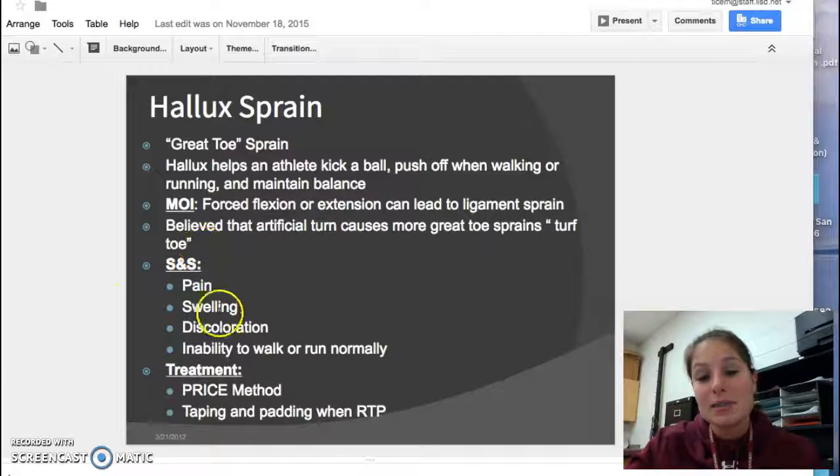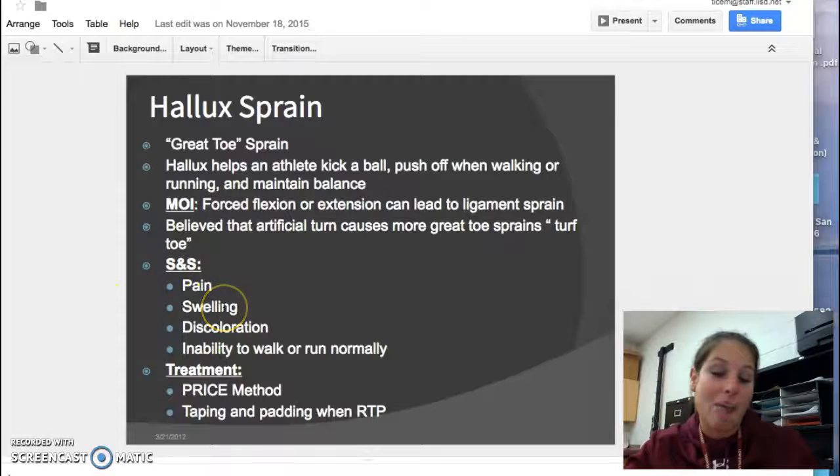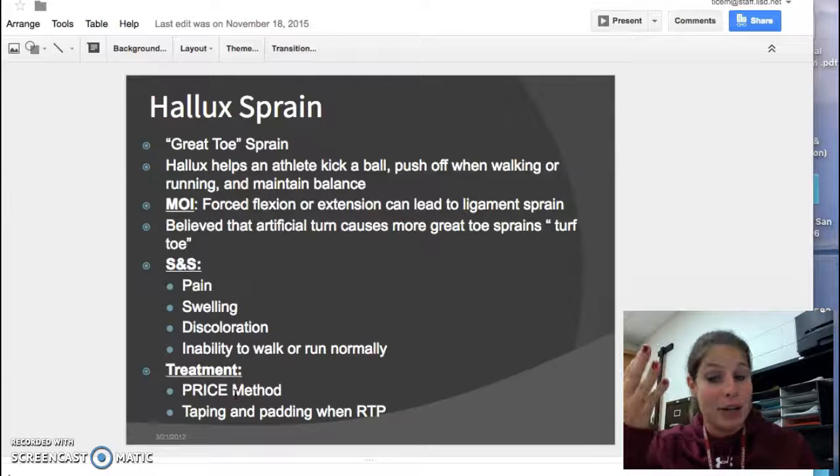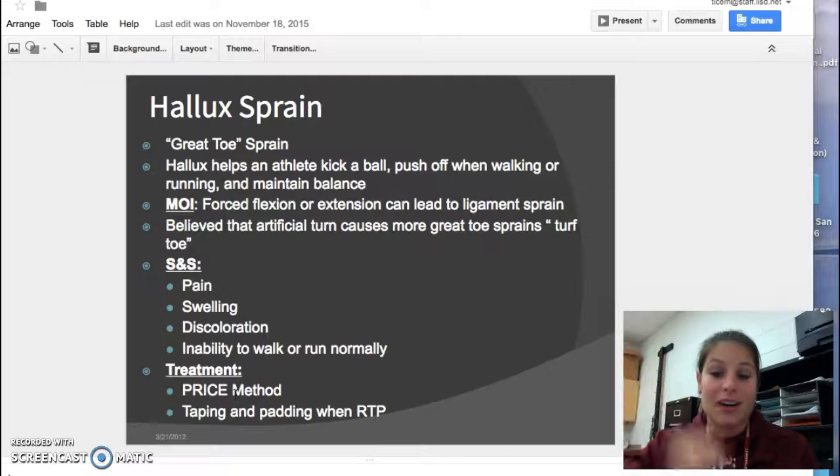So our signs and symptoms, there's going to be pain depending on how bad the injury is. There could be some swelling or some bruising, all right? It's usually not that severe of an injury, okay? It's going to be more just uncomfortable. And our treatment for it is going to be the Price method. Remember, protect the area, rest the area, ice the area, have a compression wrap, and elevate. All right, that's our Price method. And there's some certain taping and wrapping techniques that you can do when you are able to play again.